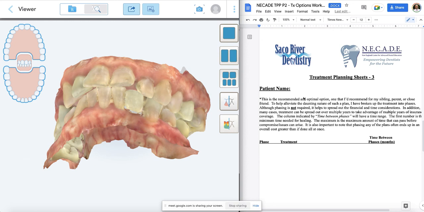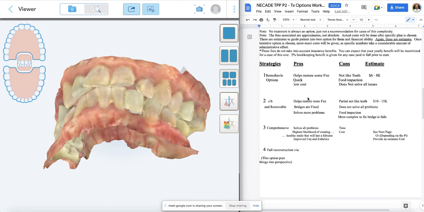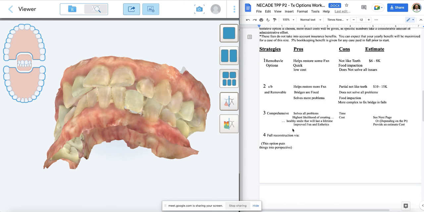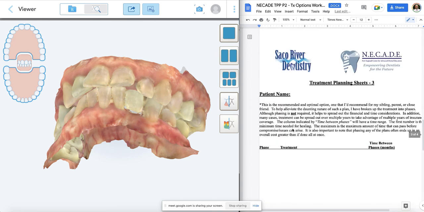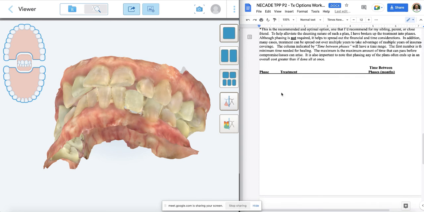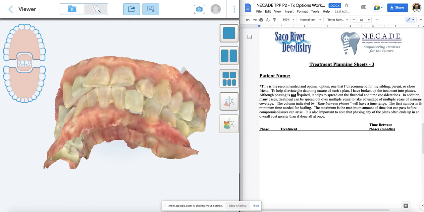Why would I do a phase plan when I haven't yet had the patient tell me which of the 4 strategies they're willing to choose? Well, I say to myself, what is the best option? Typically, it's the comprehensive, least surgical option. Sometimes the all-in-4 is the better option. In this case, it's not. I basically lay it out so the patient can see that we can phase this over time.